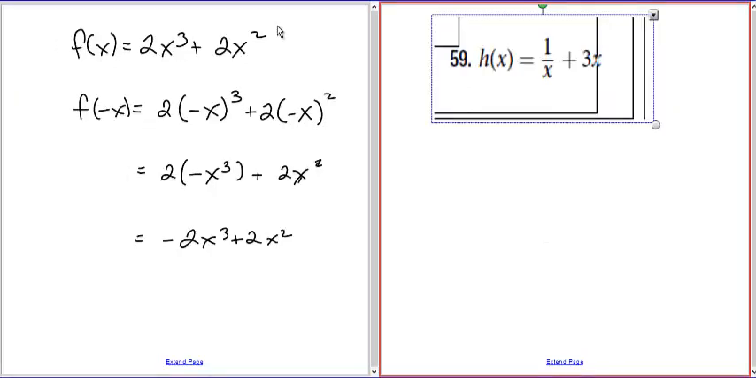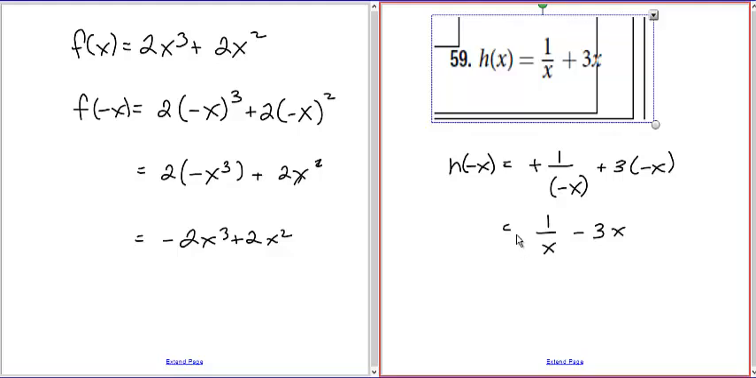So let's look at the second example here. If I did h of negative x, I'd have negative 1 over negative x plus 3 times negative x. So you see this negative cancels out with that, so I get 1 over x minus 3x. Oh, this was positive, sorry. So that is negative. So 1 over x, if you plug in negative x for x, you get 1 over negative x, which is negative 1 over x. And what you can see is that h of negative x is equal to negative h of x. Here's h of x. Each one of these changes sign. So this one is odd.